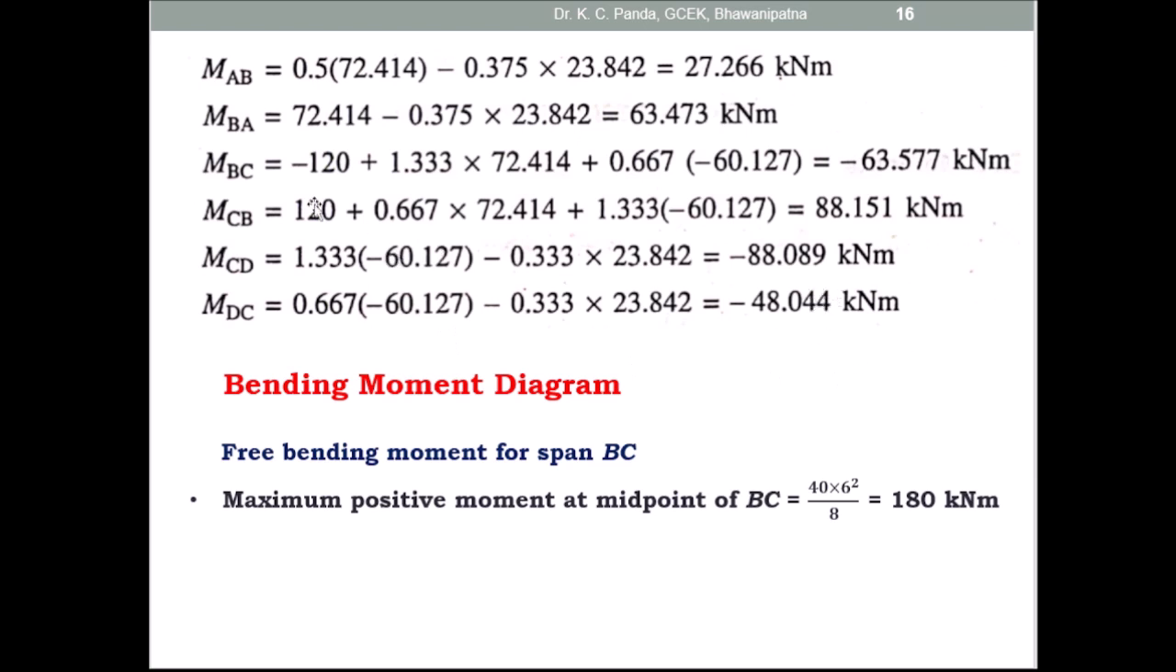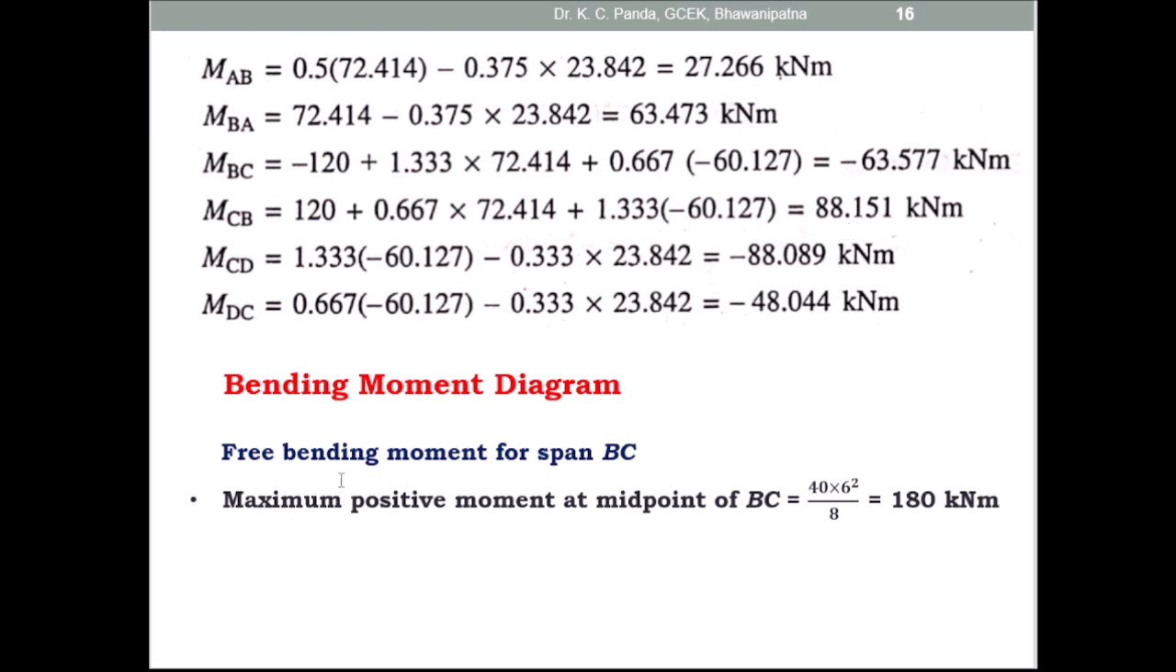Check at joint B, the sum of the moments should be 0. Here 63.473, 63.577, so you take 63.5 and this is minus 63.5, so the sum is 0. And here also the sum: 88.1 and MCD is equal to minus 88.1, so the sum is equal to 0.